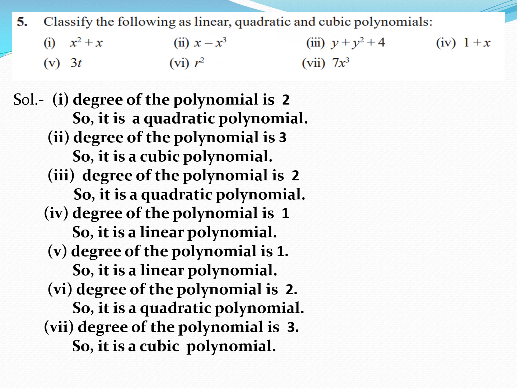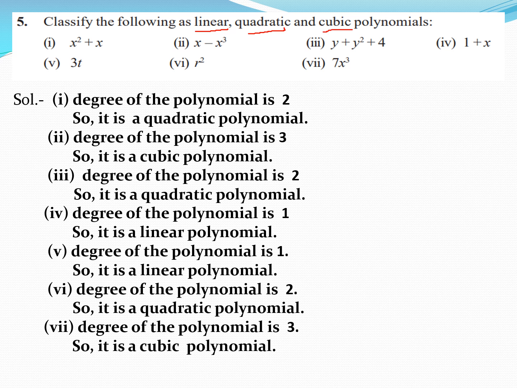Question number 5. Classify the following as linear, quadratic and cubic polynomial. Now we have already discussed the meaning of linear polynomial, quadratic polynomial or cubic polynomial. Linear polynomial means a polynomial with degree 1. Quadratic polynomial means a polynomial with degree 2. And cubic polynomial means a polynomial with degree 3.